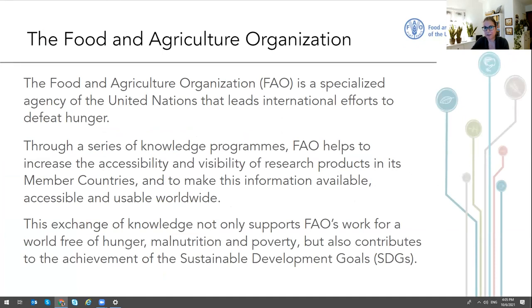First of all, let me introduce a little bit more. My organization, the Food and Agriculture Organization, FAO, is a specialized agency of the United Nations that leads international efforts to defeat hunger. In order to achieve this, FAO established a series of knowledge programs to help to increase the accessibility and visibility of research products in its member countries, and to make information available, accessible, and usable worldwide. This exchange of knowledge is not only because FAO wants to achieve a world free of hunger, malnutrition, and poverty, but it's also an important part of anything that has to do with the achievement of SDGs.